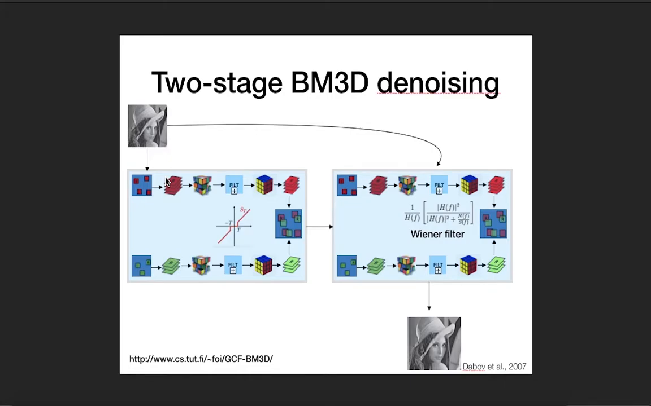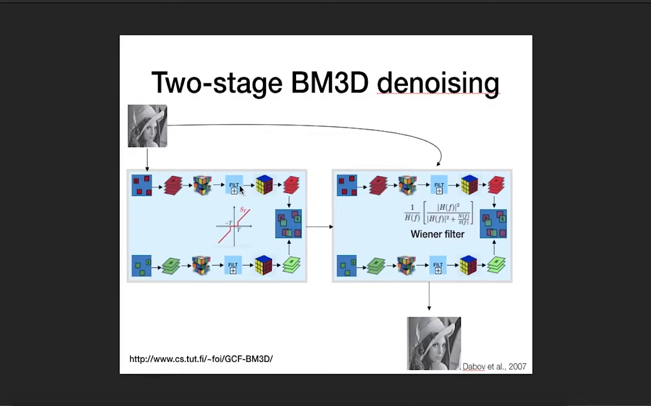Again, putting everything together, you have an image, you generate patches, and you pile them, and you do a DCT transform on this whole pile, and you apply hard thresholding, and then you take it back to real space, and then you distribute them where they came from, and you do the same thing for all the patch locations. So in the first stage you get some denoised result, and then they propose to do an additional step of applying the Wiener filter.